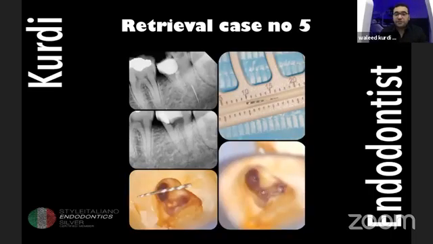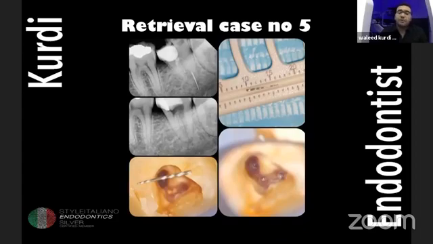Retrieval case number 5: here you can see this patient came to me with pain in a lower second molar, and after the X-ray we see a broken file beyond the apex. In such cases, I always prefer to hold the broken file with a holding technique, for example the BTR pen. You can use the wire loop technique here. I will show you in the video at the end of the lecture how you can use it to remove the broken instrument.